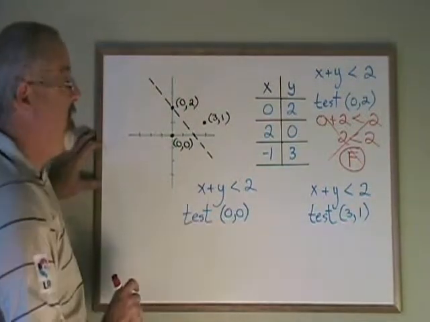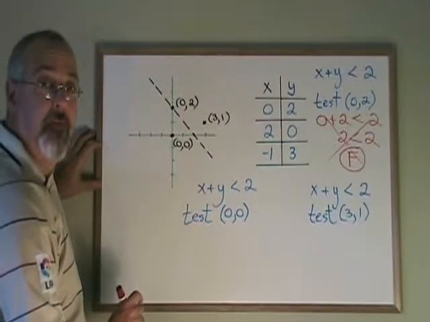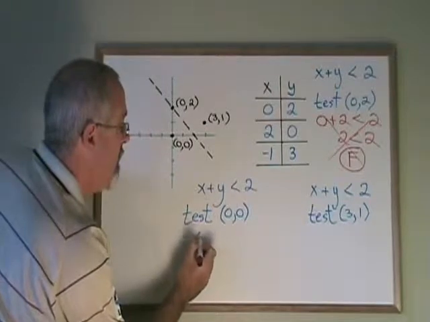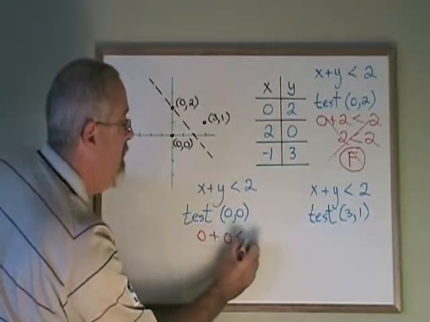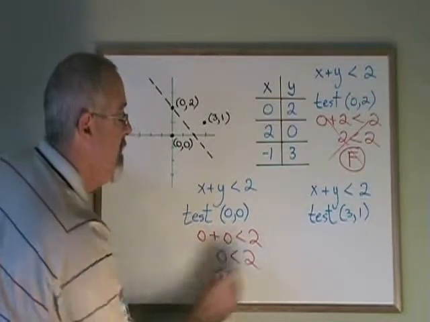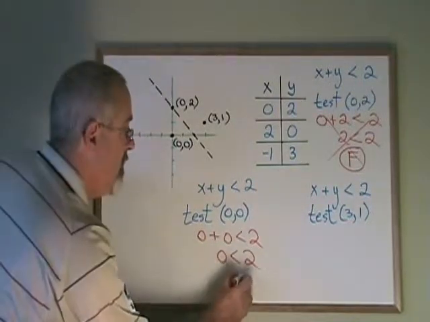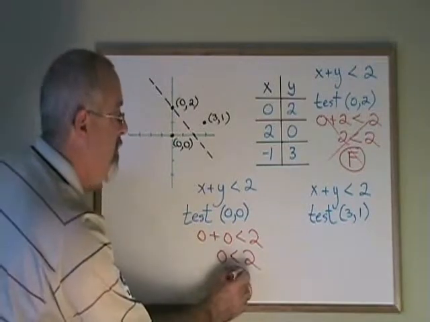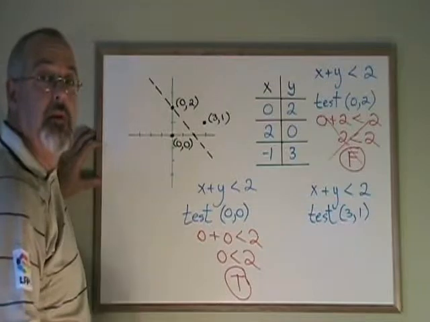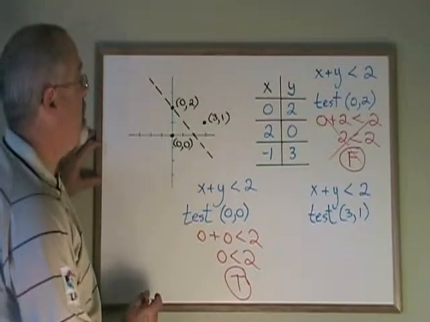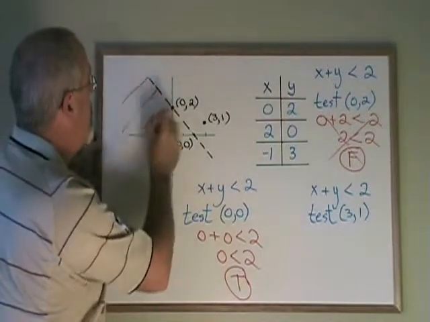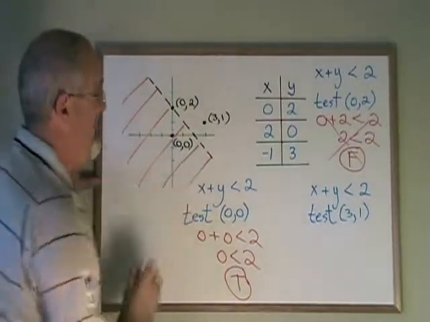How about if we use (0, 0)? That's usually everybody's favorite test point. I'm going to plug (0, 0) into this inequality, and I get 0 plus 0 less than 2, which simplifies to 0 less than 2. That's true. When I get a true statement as a result of my test point, it means I shade towards the test point. From the line, I'm shading towards (0, 0). That means I'm shading over here.